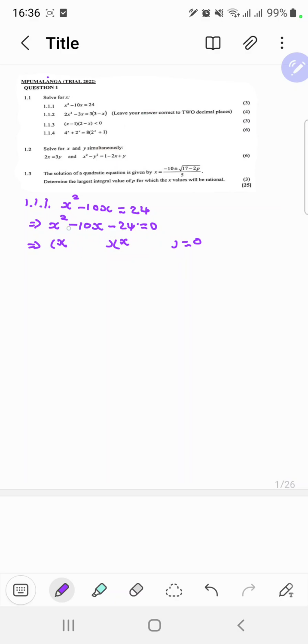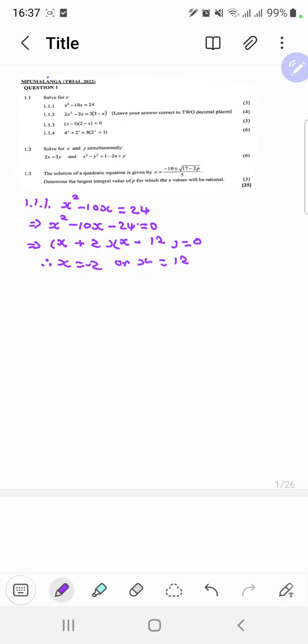So let's look for factors that will multiply to minus 24 and add up to minus 10. So that is going to be a plus 2 here and a minus 12 on that side. Okay, so therefore our x is going to be a minus 2, or our x is going to be a 12. Sorry, this is a minus 2, not just a 2.